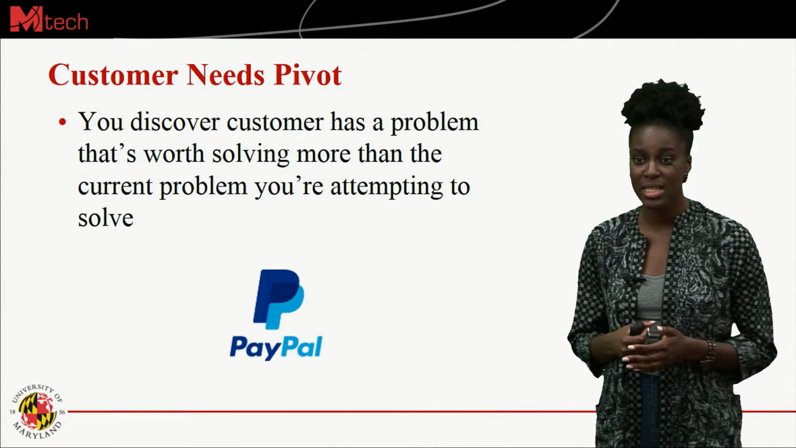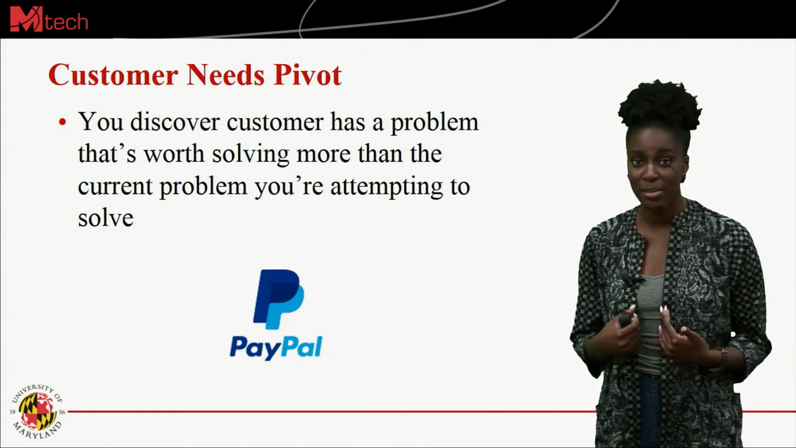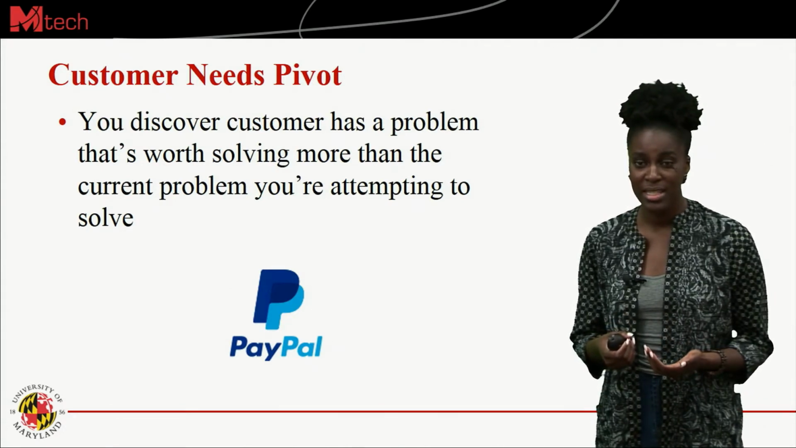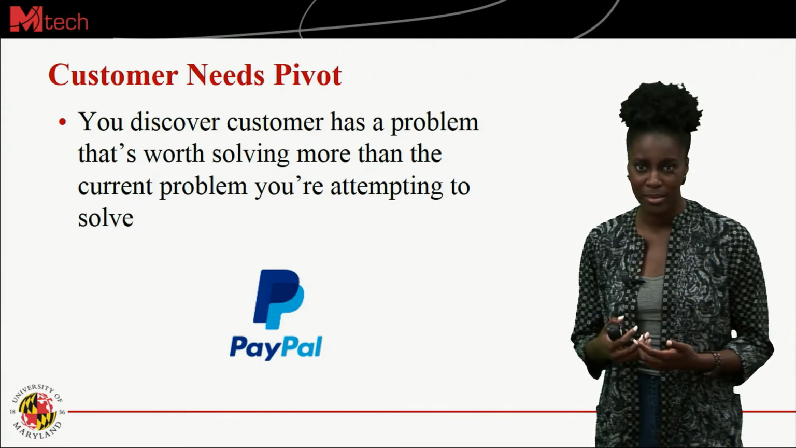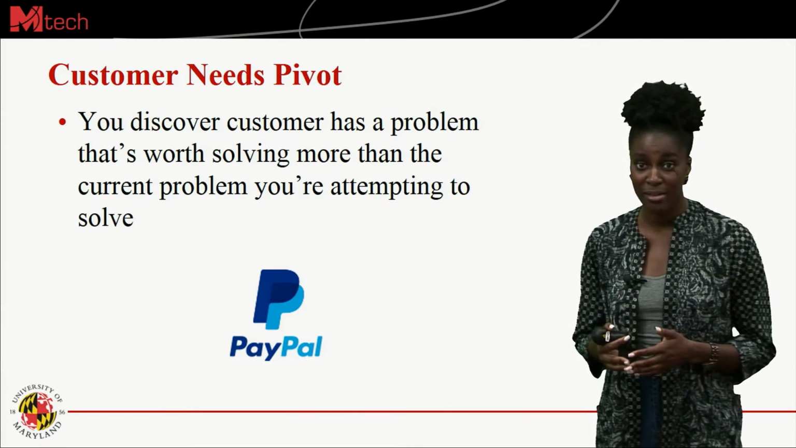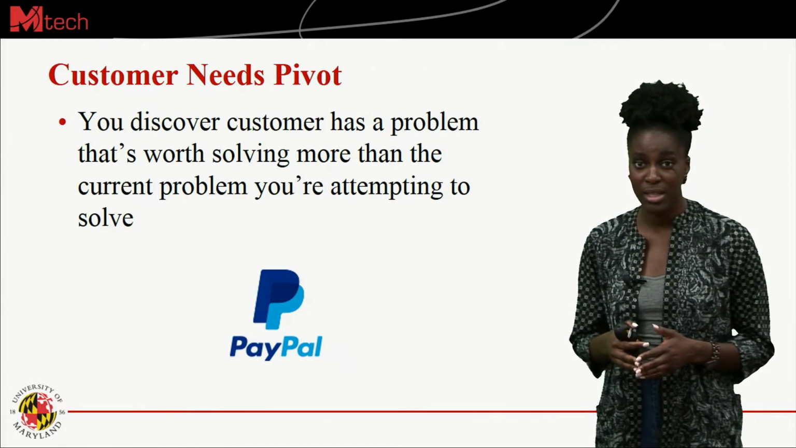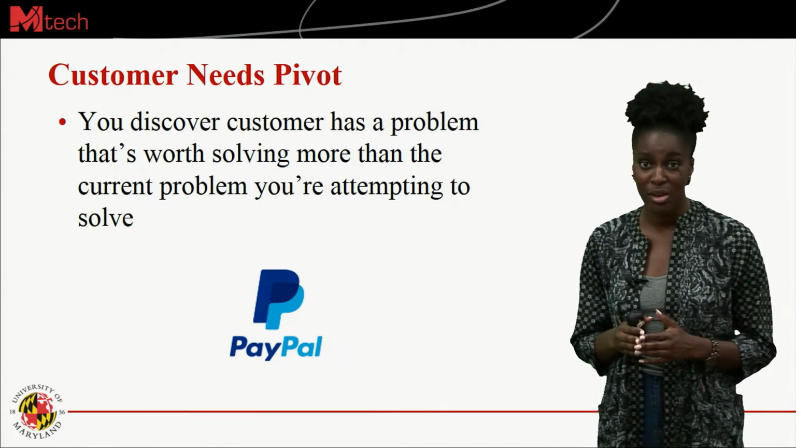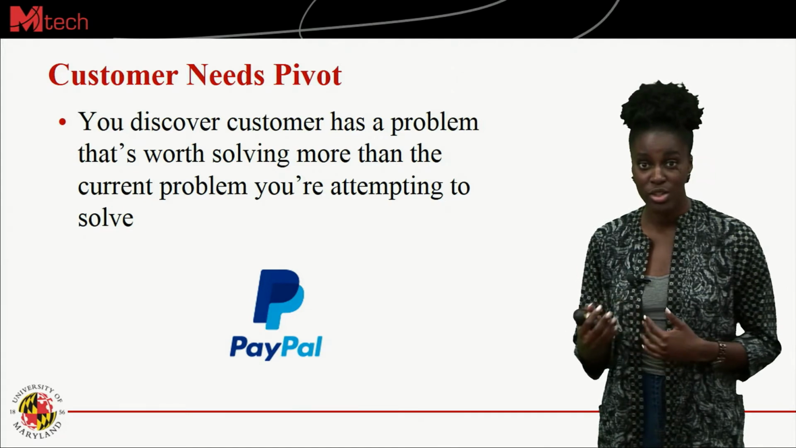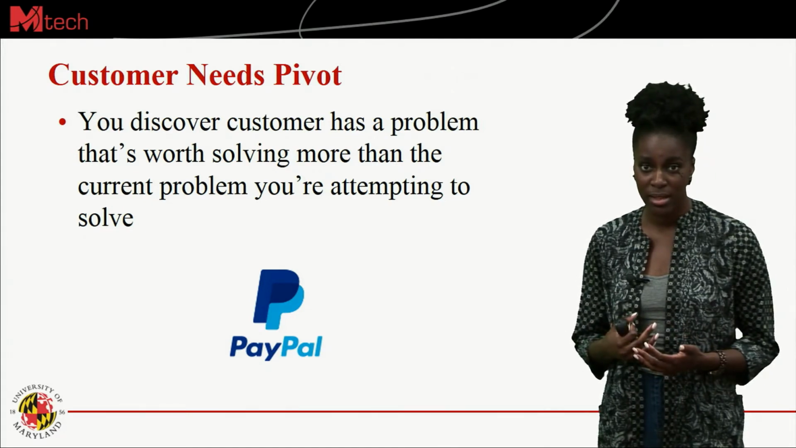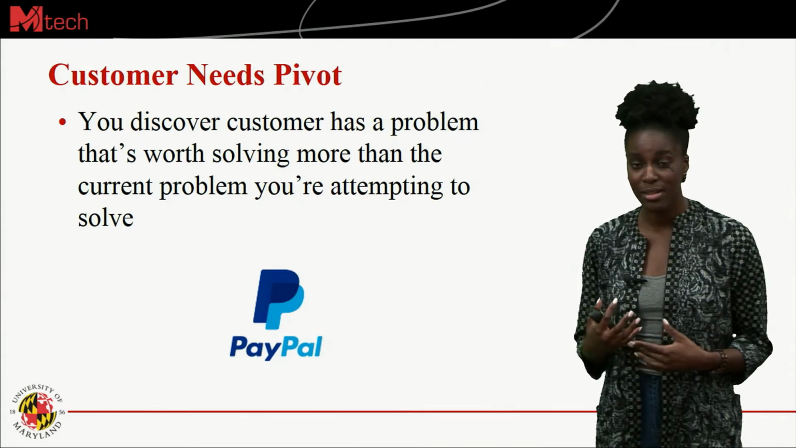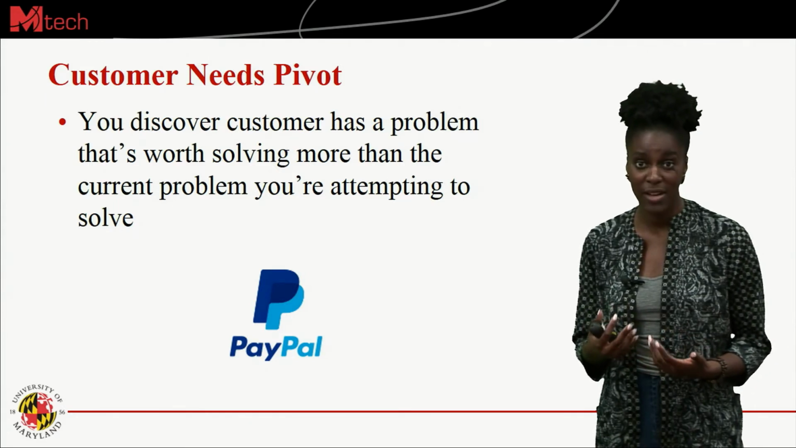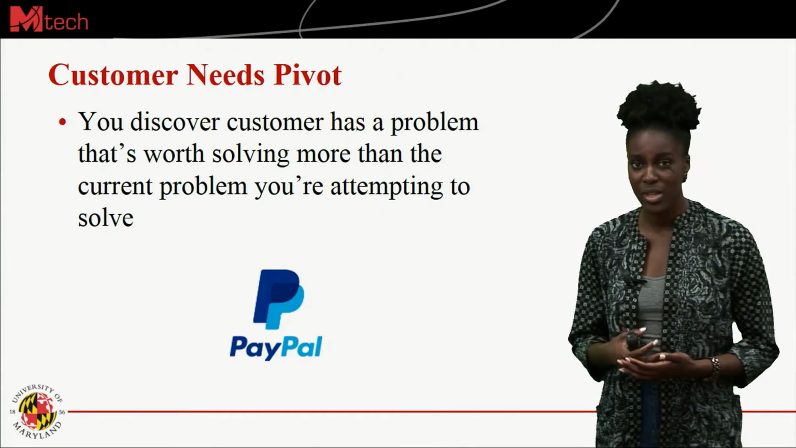Now, a customer needs pivot is when you look at the problem that you're solving for your customer and see if there's something else that you could actually solve, if there's a different problem. Now, in the case of PayPal, they actually started by focusing only on customers on personal devices that were trying to transfer money between one another. Now, as the PDA industry fizzled out, they still saw that their customers needed a way to transfer money effectively and quickly, and so they moved that experience online.